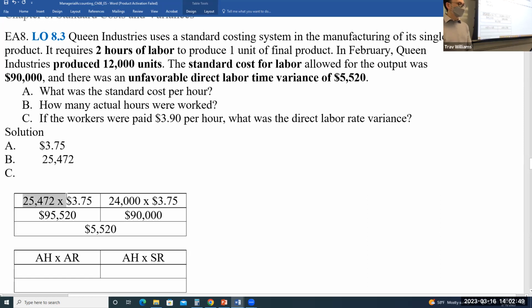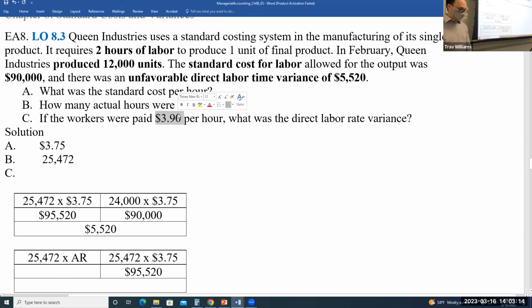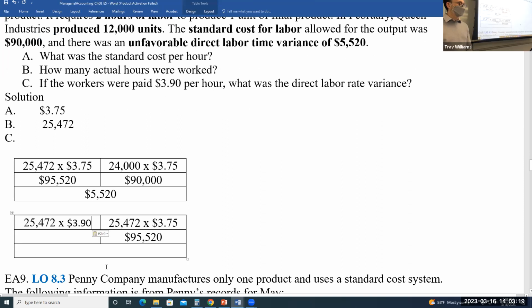Okay, here we already have actual hours times standard rate. So I'm just going to copy that over. And actual hours, we know, are 25,472. The actual rate, it says if they were paid $3.90. So that is the actual rate in this scenario. And so now we can do the rest of the calculations and we'll figure out the answer.